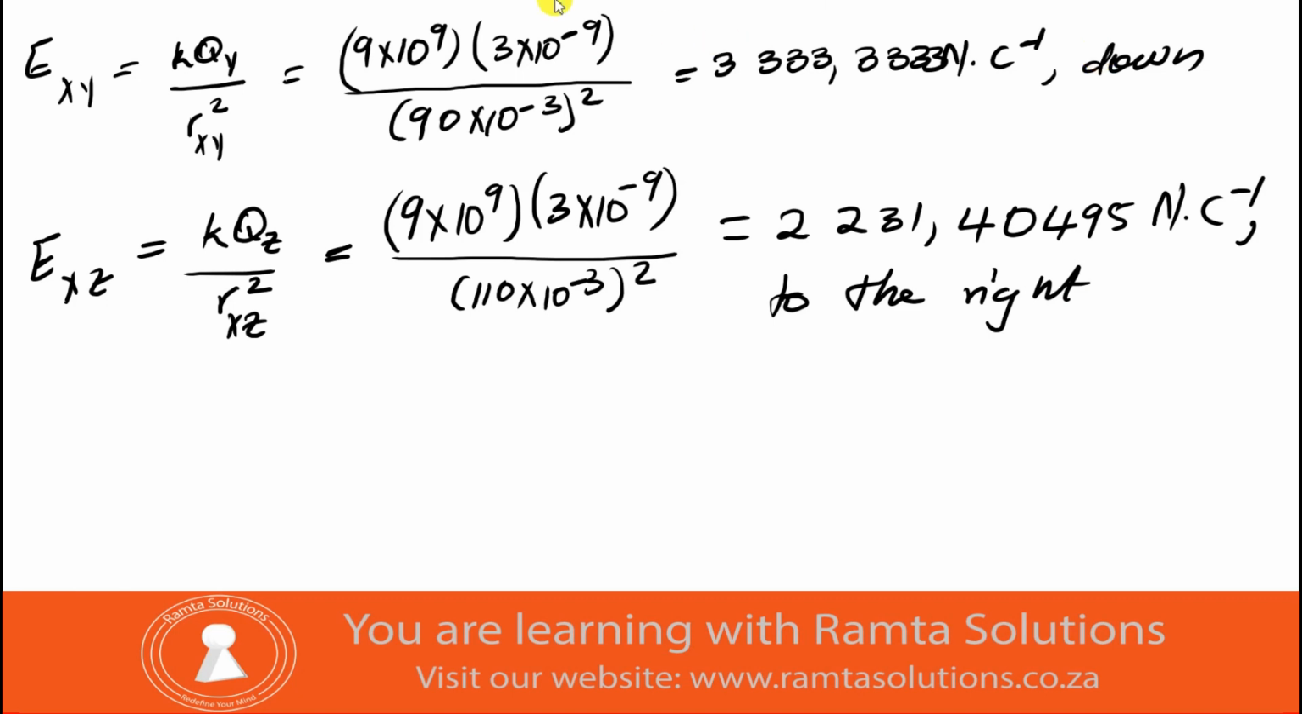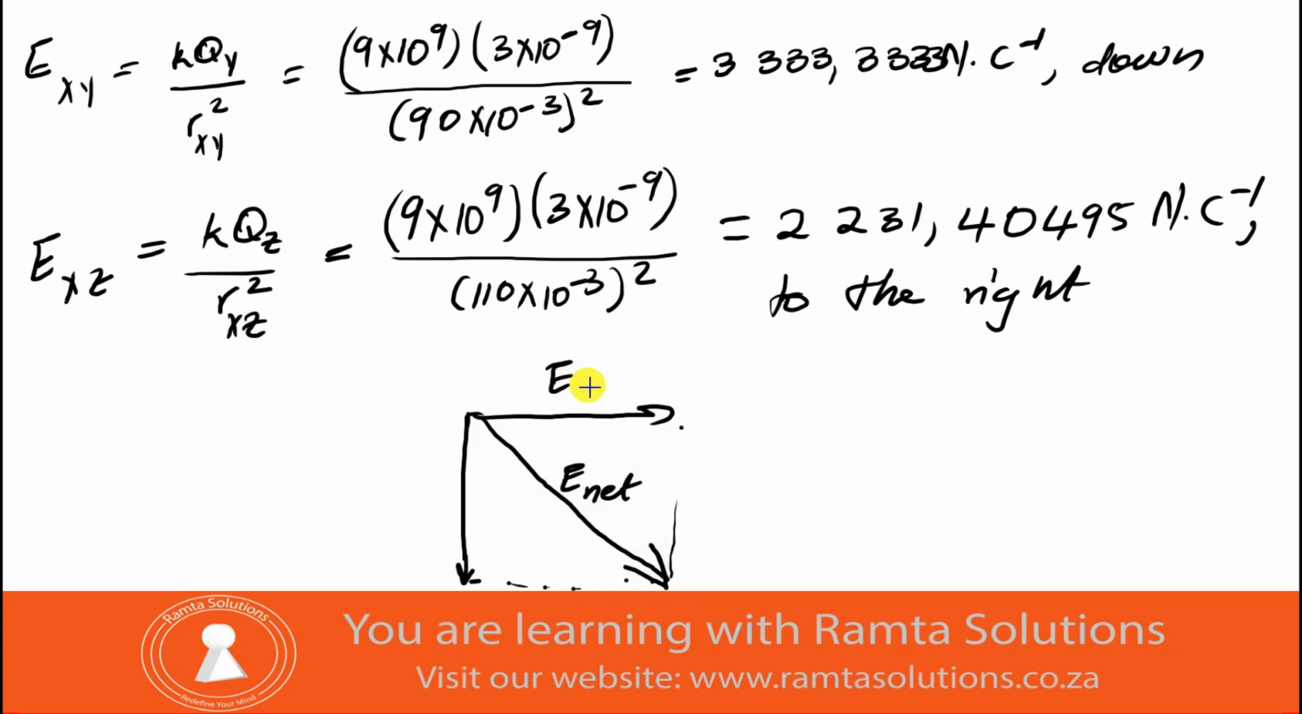Now, as you can see, the net field is basically in this way. Can you guys see that? One is going down, and the other is going to the right. So to find the net electric field, it must be somewhere here. So this must be E net, while this is E of X due to Z, while this one is E of X due to Y.